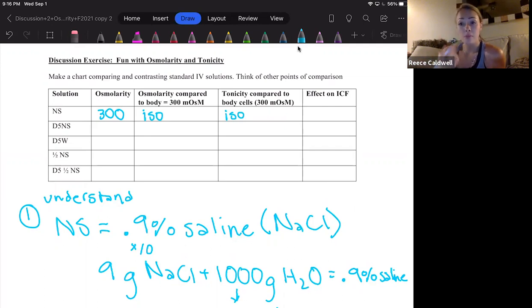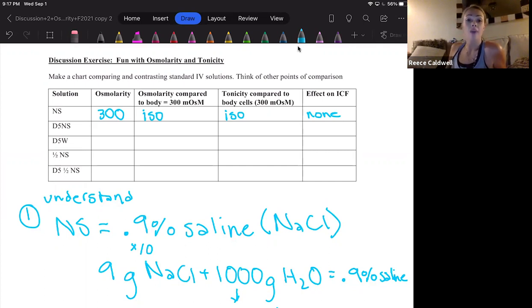And do you happen to remember what an isotonic solution will do to the cell? Absolutely nothing. The cell will remain the same. It will remain unchanged. Nothing will happen. It is equal. It is in equilibrium. Isotonic equilibrium. All right, great. So we have now finished the first row of this chart.